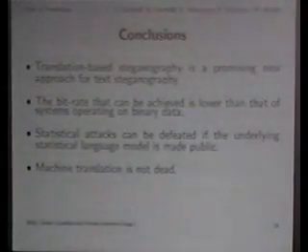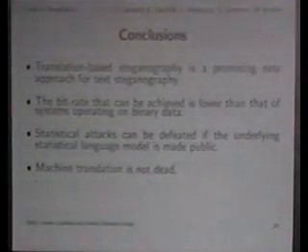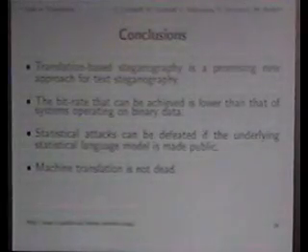Conclusions? Translation-based steganography is a promising new approach for text steganography, in my opinion. The bitrate that we can achieve is lower than that of systems that operate on binary data, but we have the advantages, and we can defeat statistical attacks if the underlying machine statistical model that the attacker is using is made public to us.